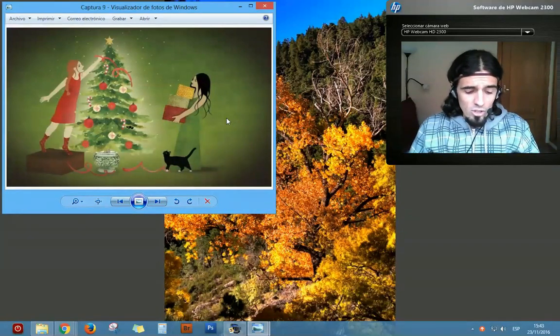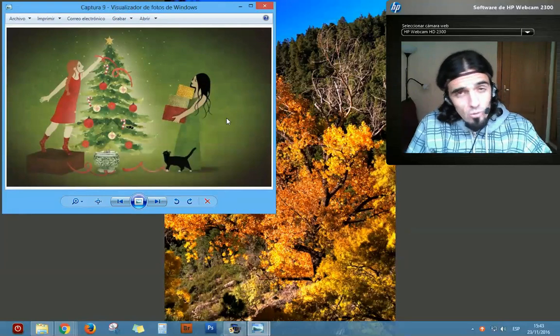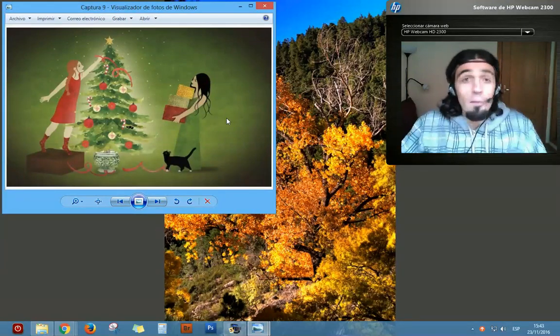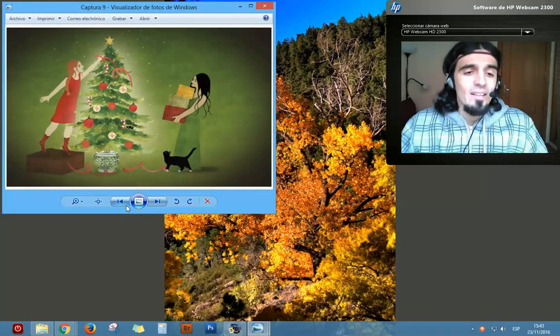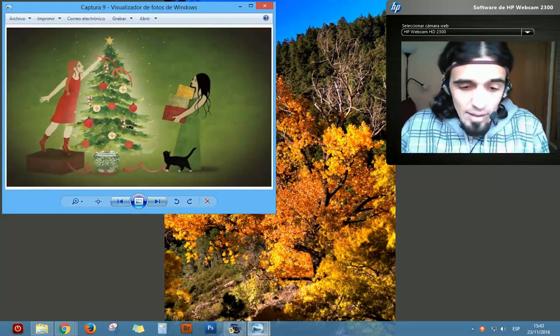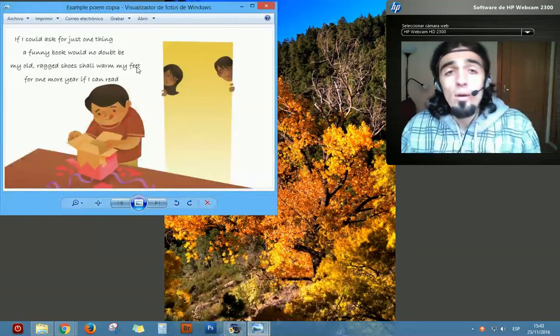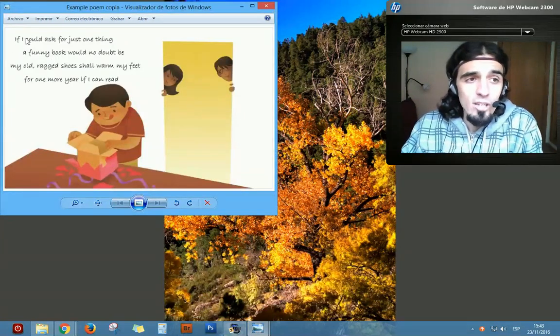My old rag shoes shall warm my feet for one more year if I can read. Okay? So that's my poem. I know it's not really good, but it's the best I can do. I'm not a poet anymore. So that's my poem, and this is what I would do with it. Okay? So just write my poem on the picture.